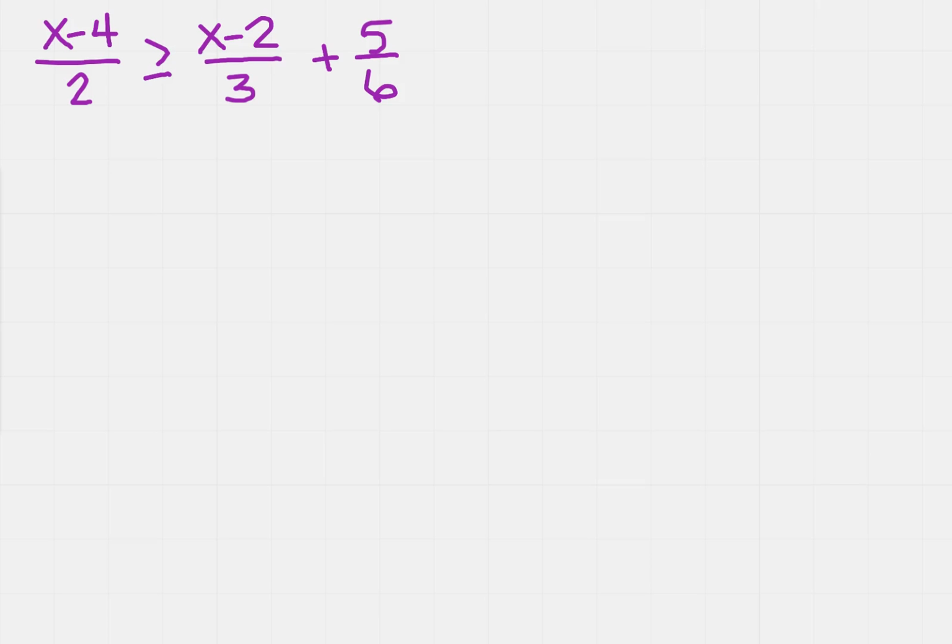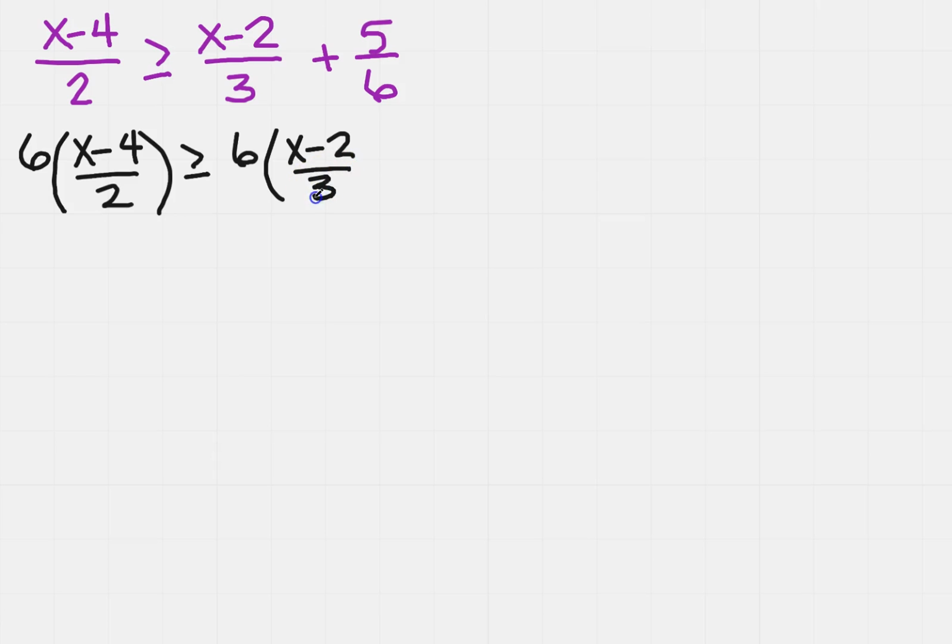So in order to do that, remember, we need to multiply by the least common denominator. And so between 2, 3, and 6, that number is 6. So I'm going to multiply each side of the inequality by 6. And I'm going to show it for each term so that when we cancel, you can see exactly what it is we are going to cancel or reduce.